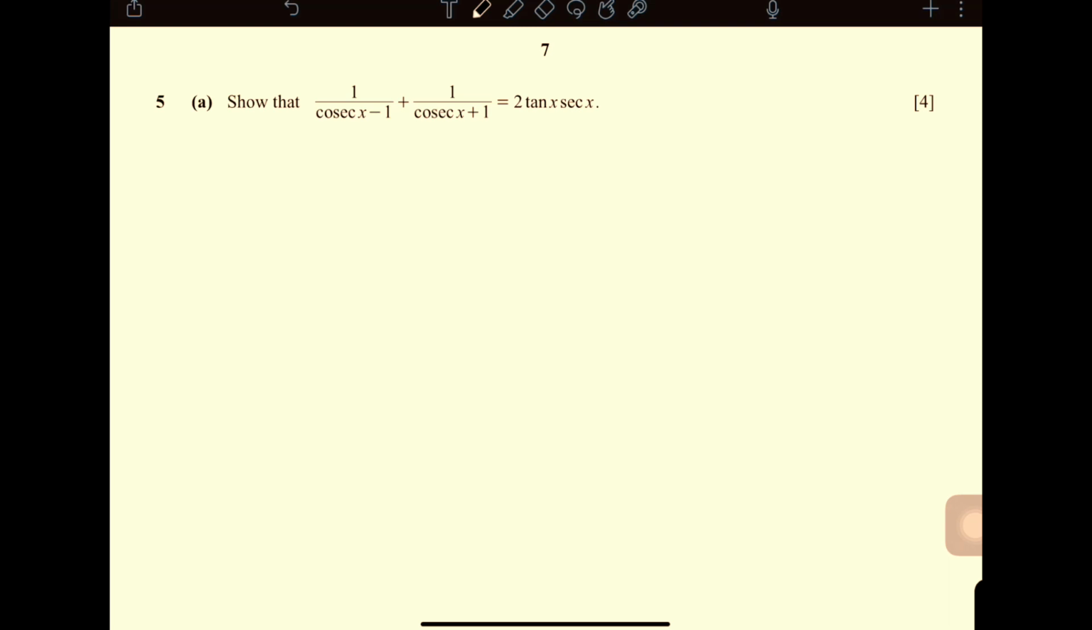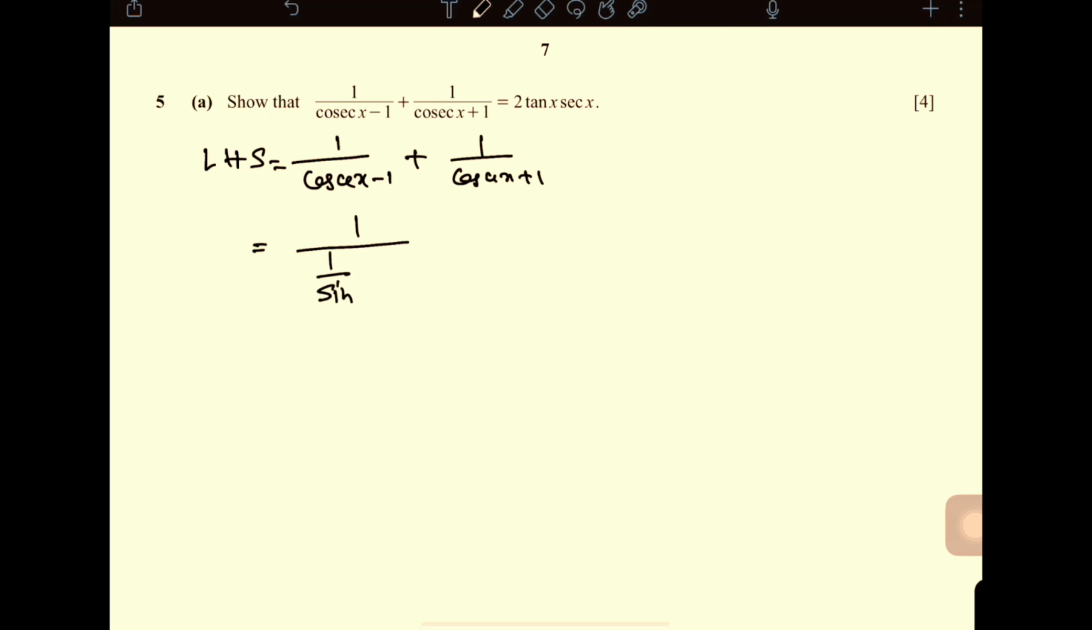Okay, this is from trigonometry. I mean, we have done trigonometric identities in our previous classes. So let us solve this one. The left hand side is 1 by cosec x minus 1 plus 1 by cosec x plus 1. I will suggest you always convert this into sin. That is, cosec x equals 1 by sin x, so 1 by sin x minus 1 plus 1 by sin x plus 1.